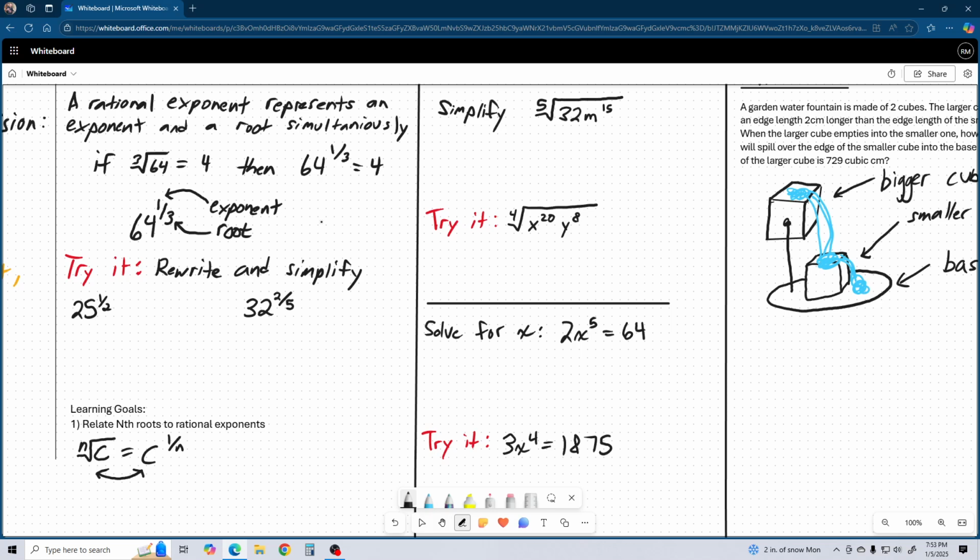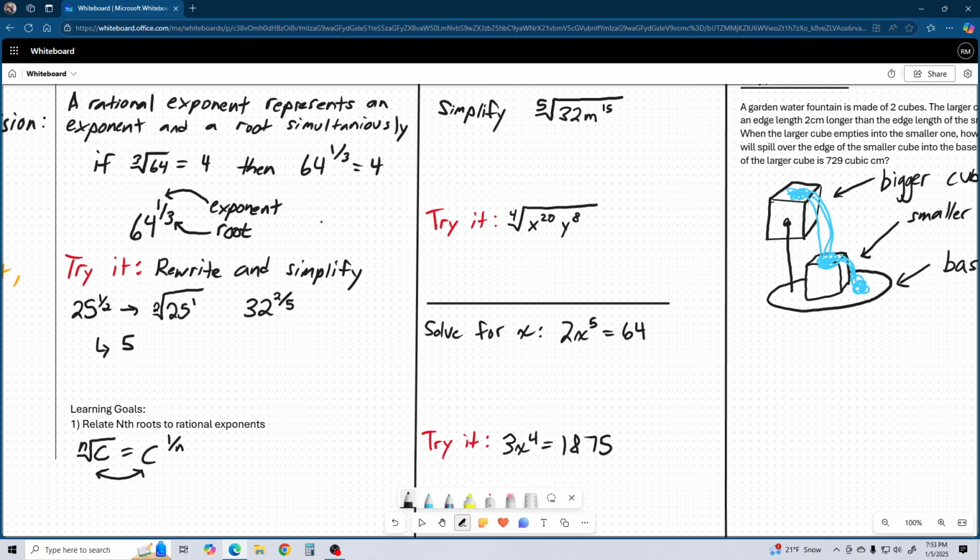So we have 25 to the 1/2. I'm going to rewrite and simplify. First, let's rewrite it. Well, 25 to the first is what's going to be inside our radical. 25 to the first is just 25. We really don't have to write that. And then we're actually taking the square root. Now remember, if it doesn't have a 2, it's always implied, but I'm going to write the 2 just for the sake of letting us understand what's going on. So this is basically saying the square root of 25. So the answer is simply 5.